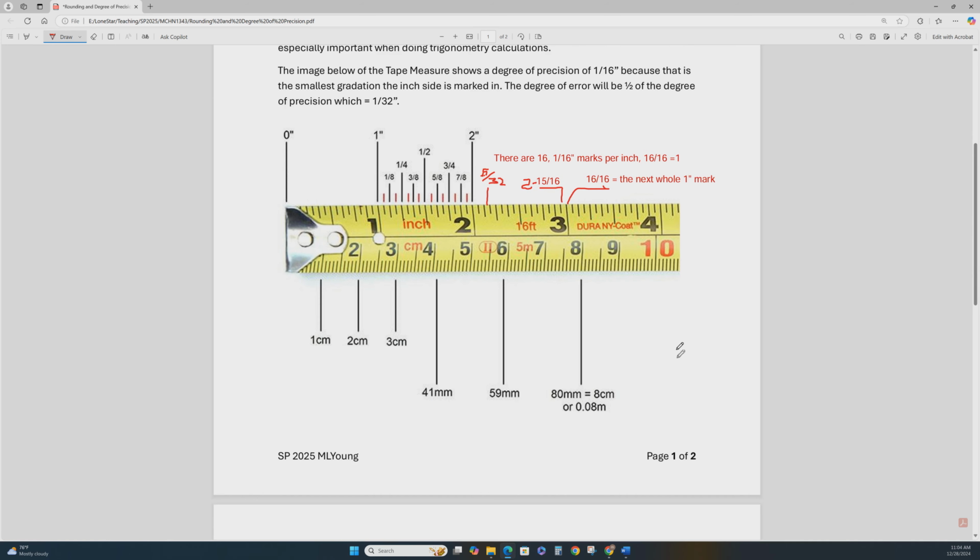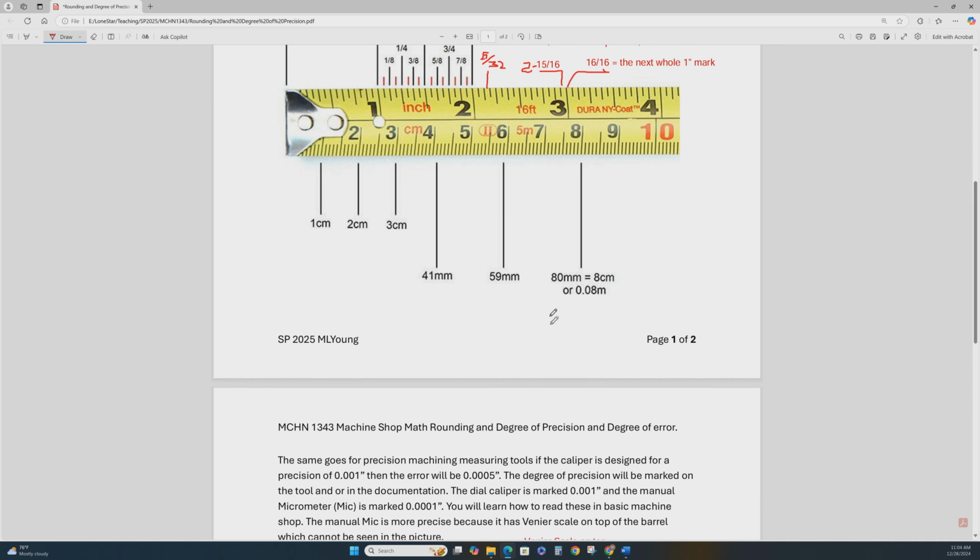Now, in cabinet work, that's probably okay, 5/32. Regular carpentry work isn't going to need it. It's too precise. If there is such a thing as too precise. In my opinion, there's no such thing as too precise.